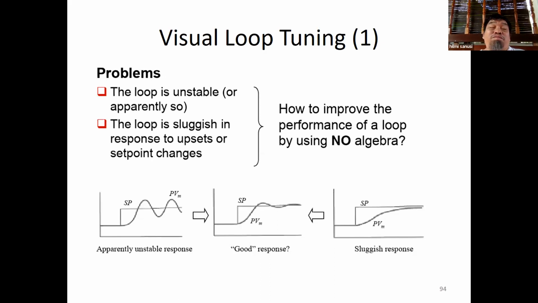So apa yang kita nak tengok? Kita nak tengok dia punya response dia oscillate banyak ataupun very slow. Kalau very slow ni dipanggil sluggish response. So how to improve the performance of the loop with no algebra? Based on the response saja. Tak payah nak calculate apa-apa. So this is the one that being used quite a lot. Dia panggil visual tuning method, visual loop tuning methods.